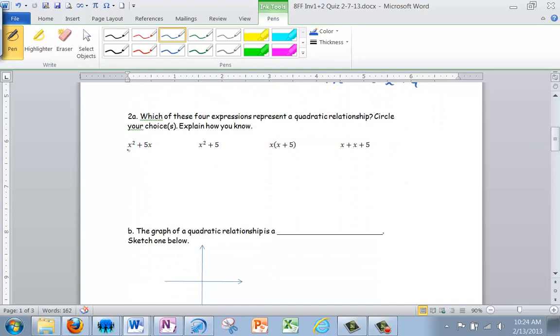2A, the ones that are quadratic are here, here, and here. This one is not, because if you simplify it you get 2x plus 5. That is not quadratic. You need to say a couple of things. You have to say that the squared term must be the highest degree. You could also say that when it's in factored form, the two factors need to be linear factors. Or you could say that when it's in factored form, if you distribute it, the highest term would be x squared.